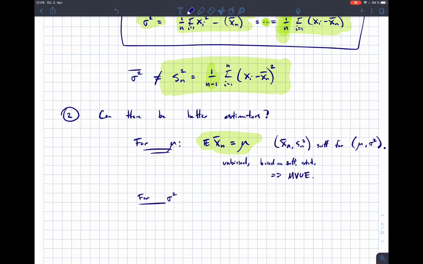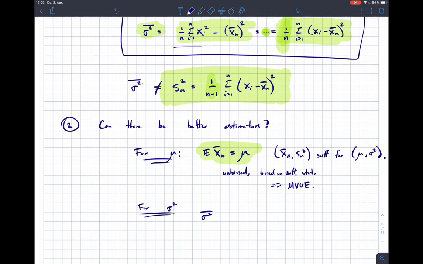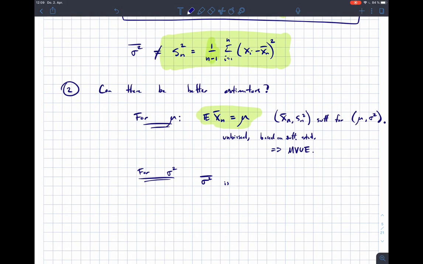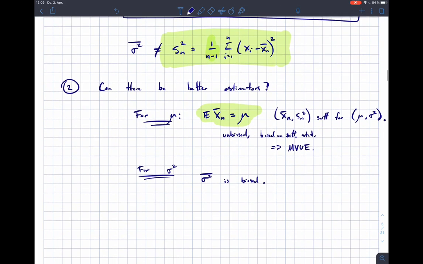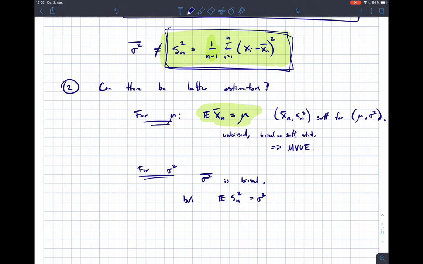For sigma squared, my estimator, this guy, is actually not unbiased. It's biased. How do I know that it's biased? I know that it's biased because the expected value of this Sn squared is equal to sigma squared. This Sn squared is my unbiased estimator.